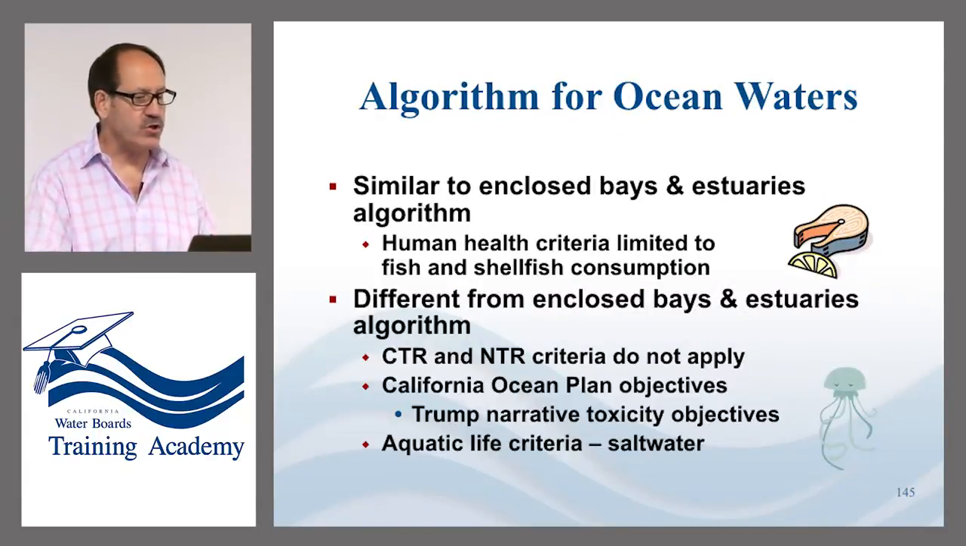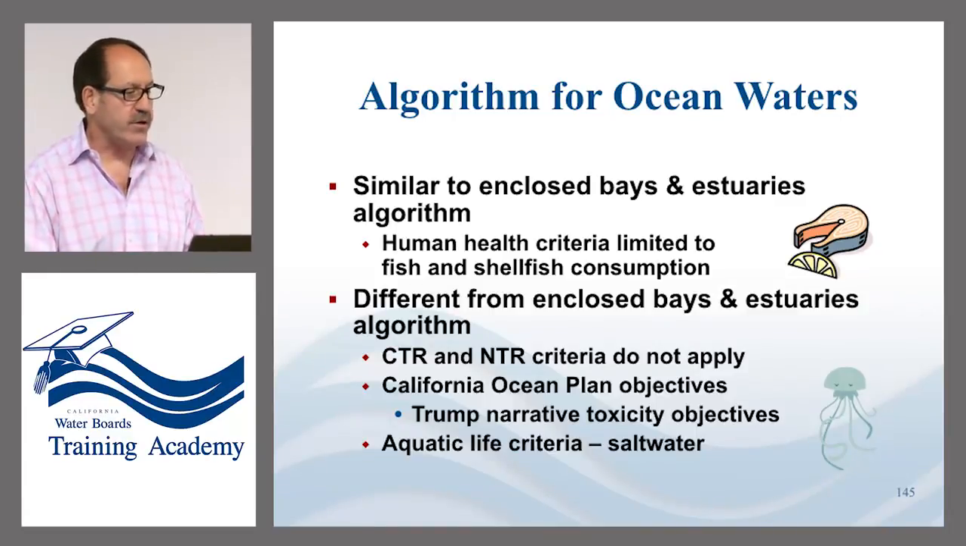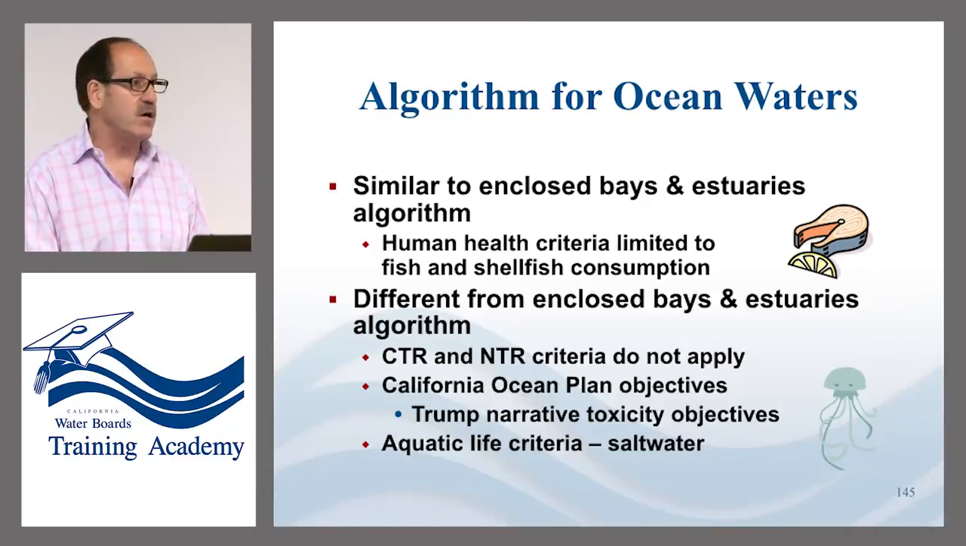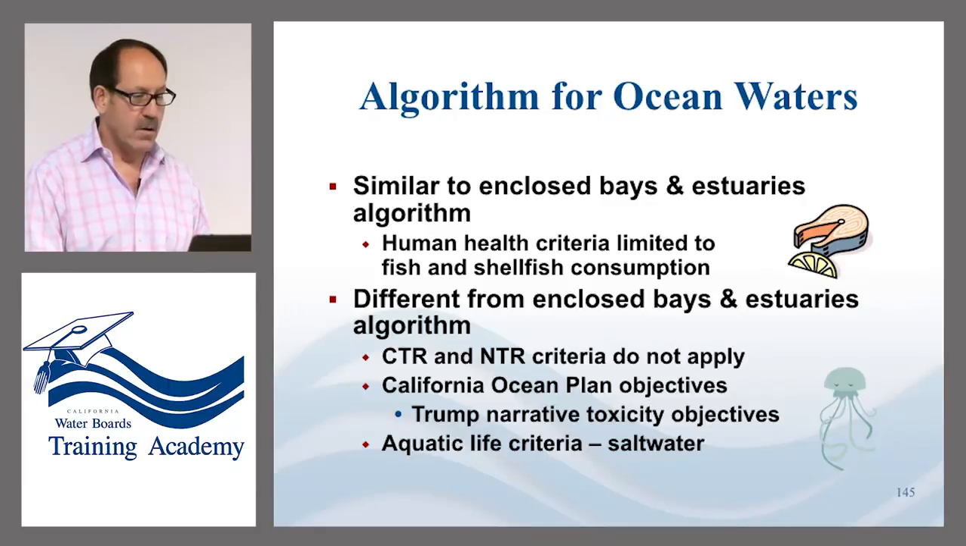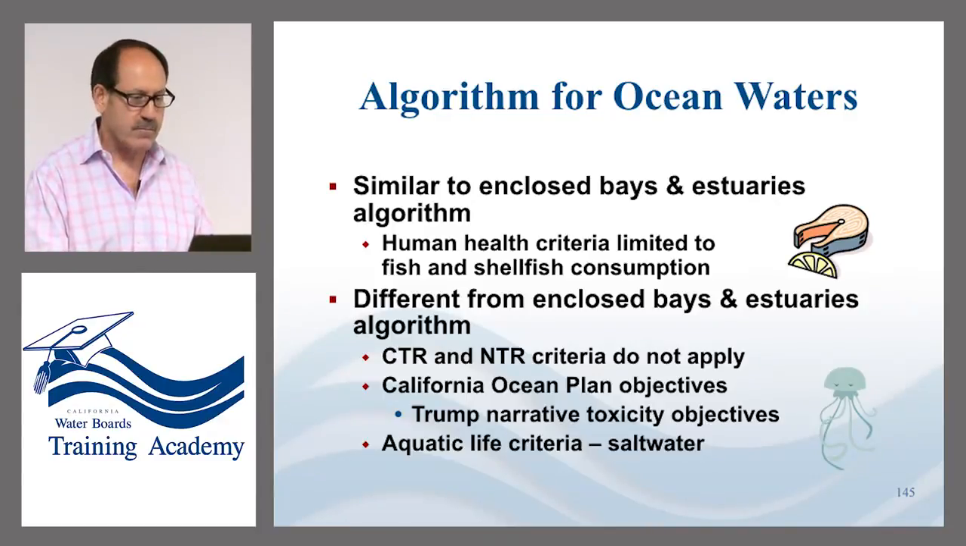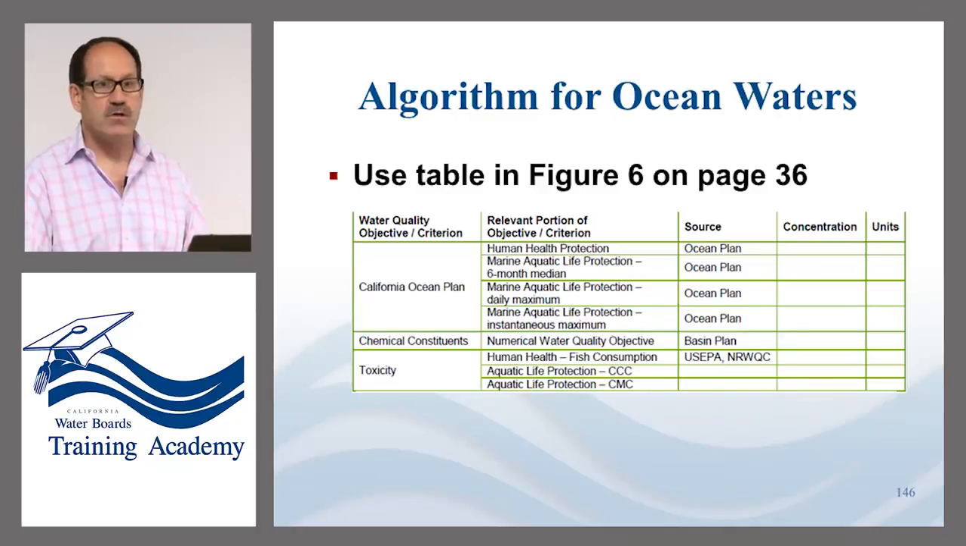The last one, ocean waters. It's similar to enclosed bays and estuaries in that human health criteria are limited to fish and shellfish consumption, but it's different in that, first of all, CTR and NTR don't apply. But instead, we have the ocean plan. And those are promulgated water quality objectives in regulation. They have more legal weight than recommended criteria. Okay? And then the saltwater aquatic life protective criteria are used instead of the freshwater. And here's the table that you'd use to run through that algorithm.